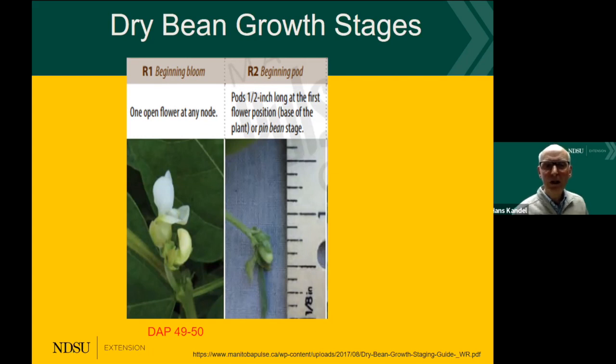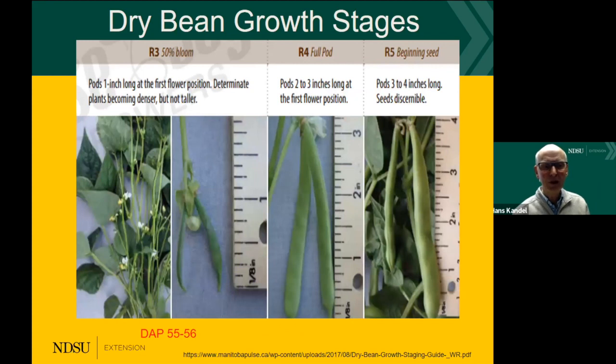Then we are starting the development of the pod. So R2, we see already that half-inch pod on the first flower position. So from flowering, we start at the beginning of the pod development. And then as the pods are about 1 inch long, that is about 55 days after planting, the pod keeps on growing. And once the pod is full grown, that is what we call R4 or full pod. So there is always a sequence in the development of the plant.